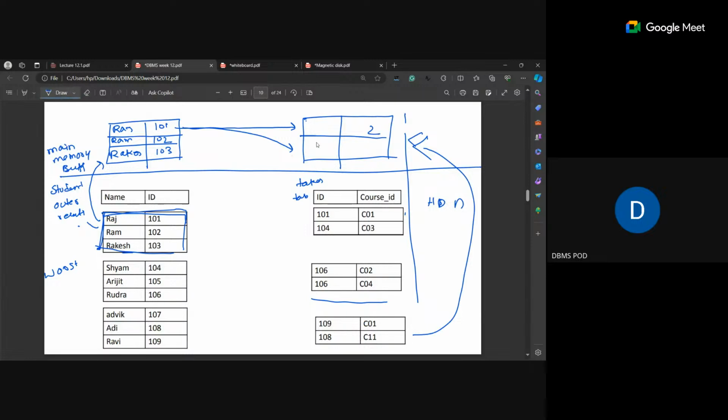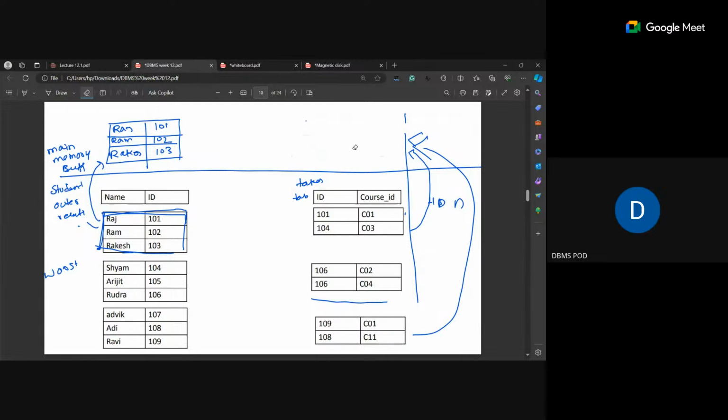So what will happen? 109 and C01, 108 and C01. After the completion of this, RAM will check, and again this block will go to the first block, right?